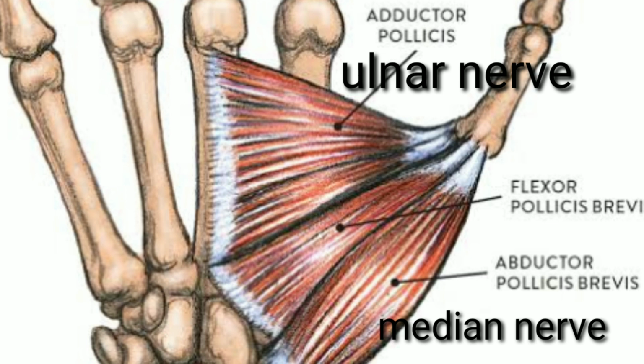They are supplied by the median nerve, except adductor pollicis, which is supplied by the deep branch of the ulnar nerve. The actions follow from the names: flexion, abduction, opposition and adduction. So you can get it.